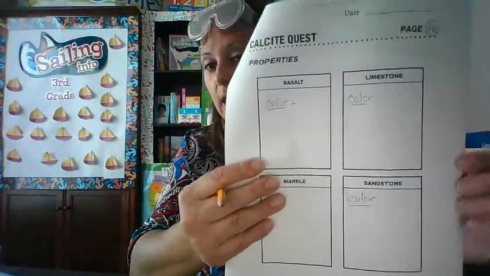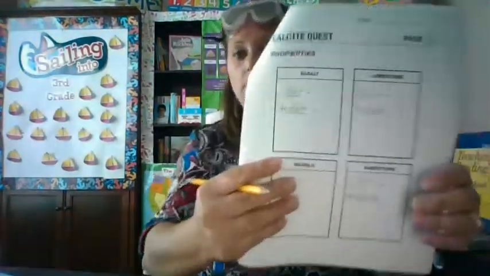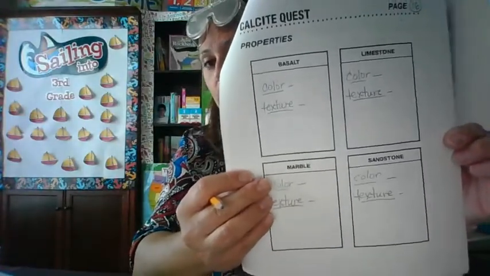Another way that we describe our rocks by using our properties is through the texture. So we're going to write texture down. I'm going to write the texture down. So you should have your paper filled out like so to begin with. You might be thinking about the properties of size, the properties of shape.